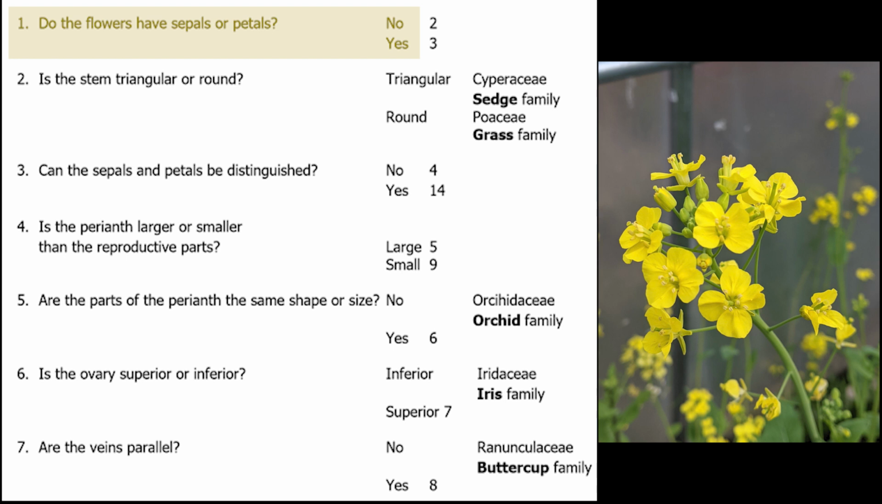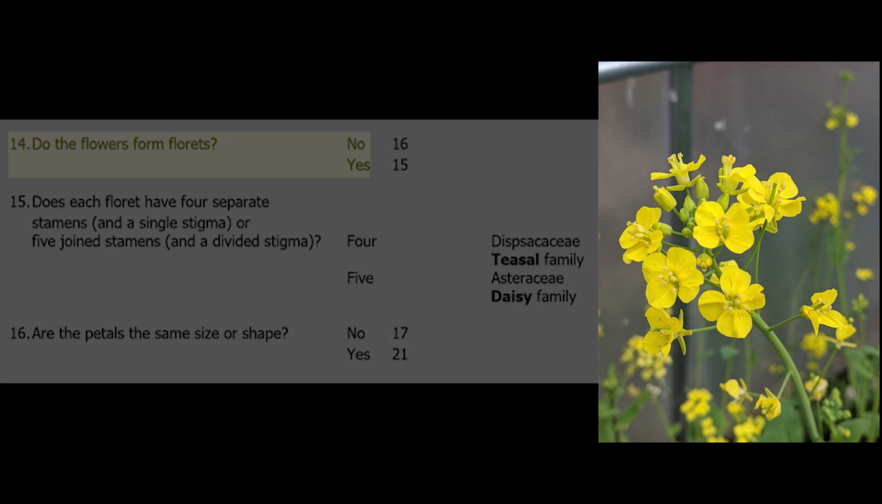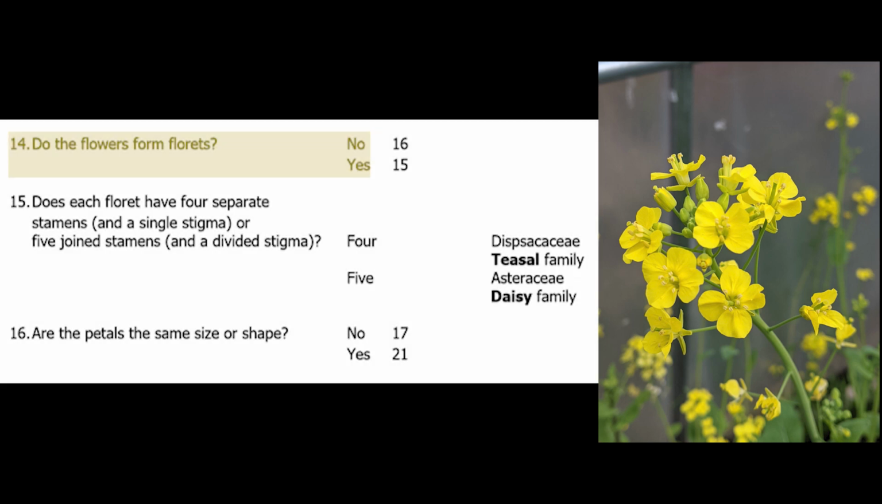Next to the word yes is the number 3. So that means we go to question number 3 next. Question number 3 asks, can the petals and the sepals be distinguished? And they certainly can. So we go to question number 14 next. Question 14 asks, do the flowers form florets? The answer to this question is no, but I will sidestep the explanation of what a floret is until later when I show you the features of the daisy family.